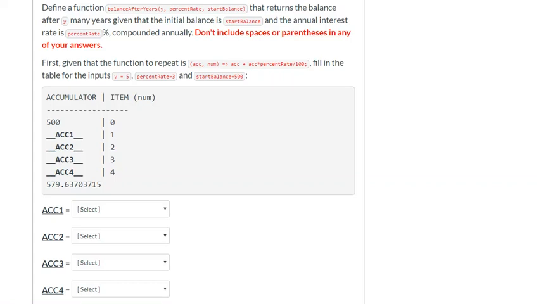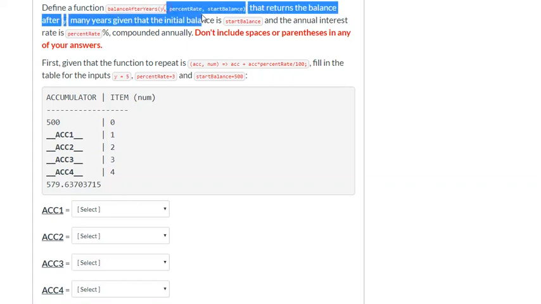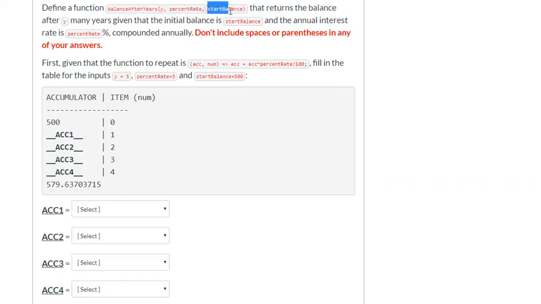Hi everyone. In this mini lecture, I'm going to talk about how to solve the type of problems you would get for question 5 on the exam. The first one I want to talk about is balance after years, where you're given a number of years, the percent interest rate, and a starting balance. You want to define a function to determine how much the bank balance is going to be after Y years with a given start balance and a given annual interest rate of percent rate.